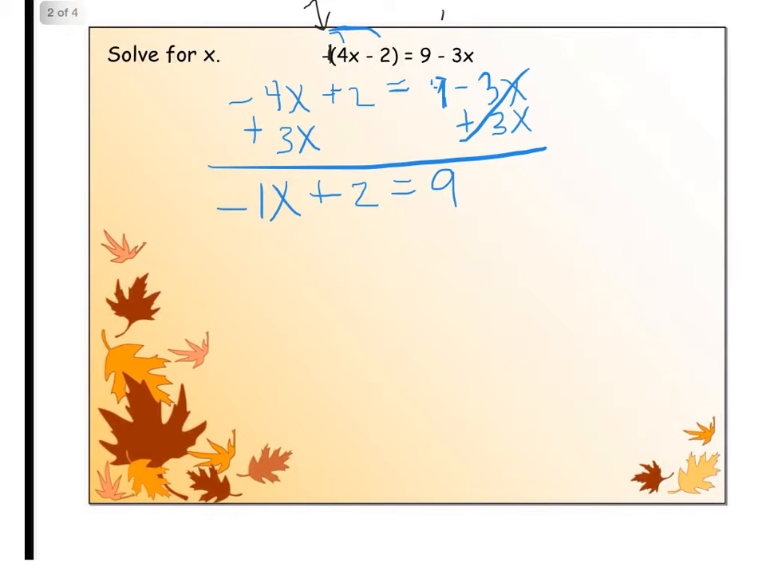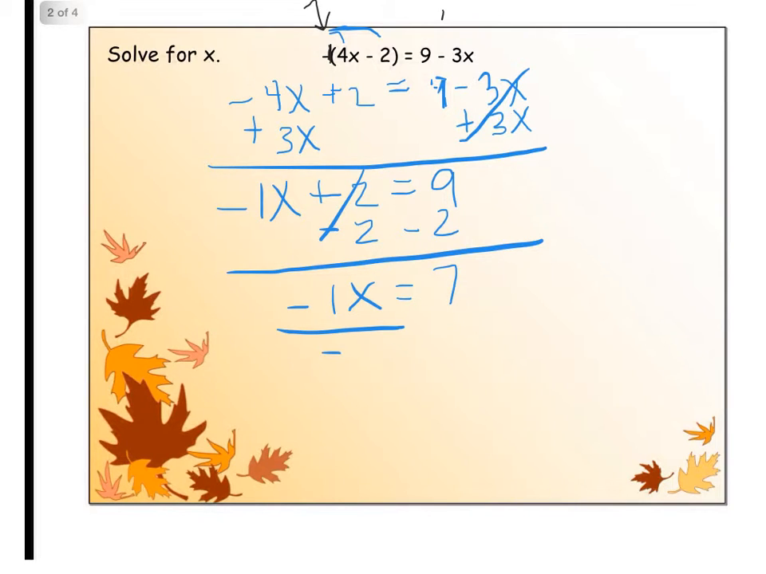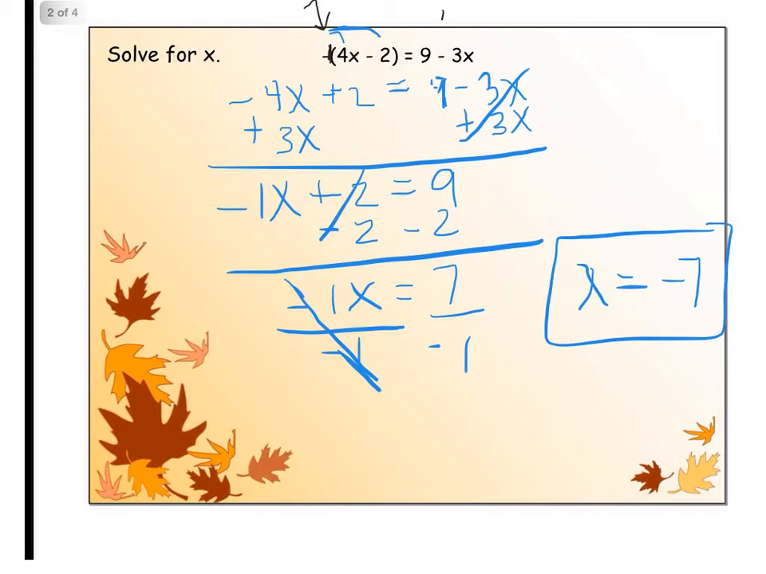So now I need to get that 2 out of the way so I can get the negative 1x by itself. It's a positive 2, so I'm going to undo that with subtraction, or do the opposite. I get negative 1x is equal to 7. And now that negative 1 is multiplying with x, so I need to divide it out. Which tells me that x must be equal to negative 7. That is my final answer.